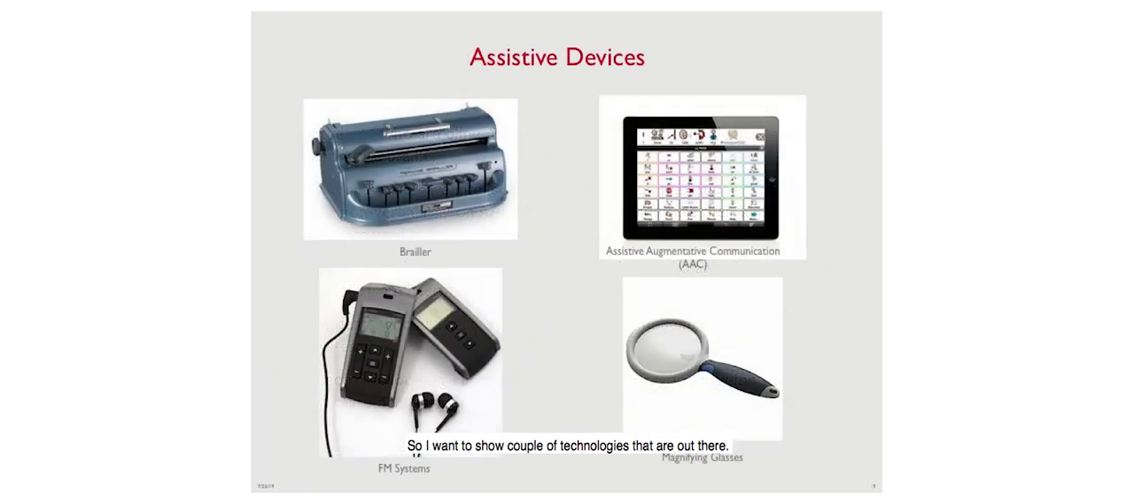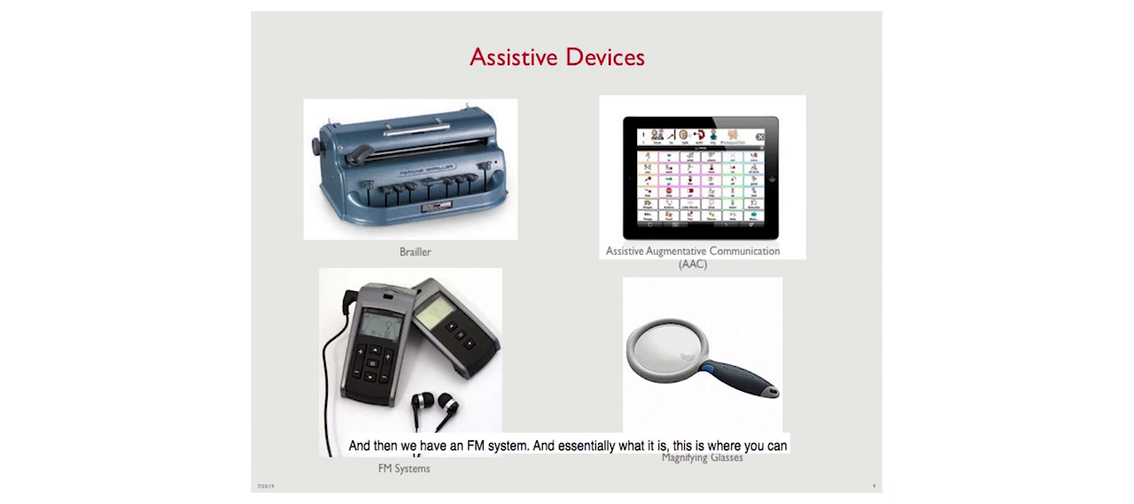So I want to show a couple of technologies that are out there. Some of these are more prevalent in certain countries than others. One is the Brailler. You can see that it's essentially a typewriter that types out Braille. The next is called assistive augmentative communication. On this one, you can see it's using an iPad, but this can also be low tech and can be pieces of paper. This is where children can point to symbols to help them learn to speak.